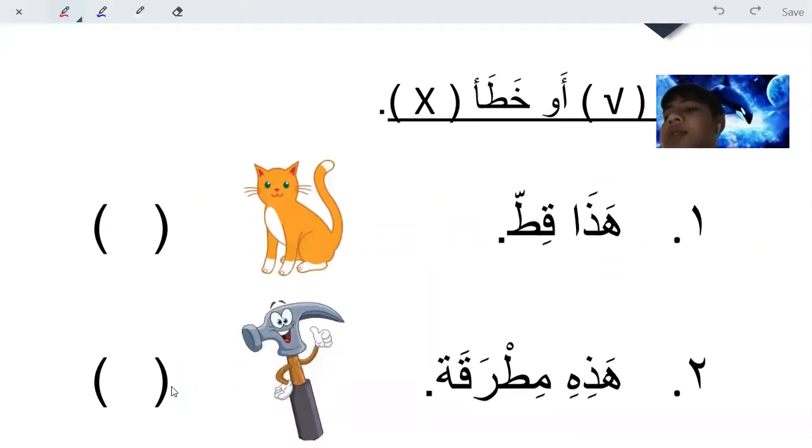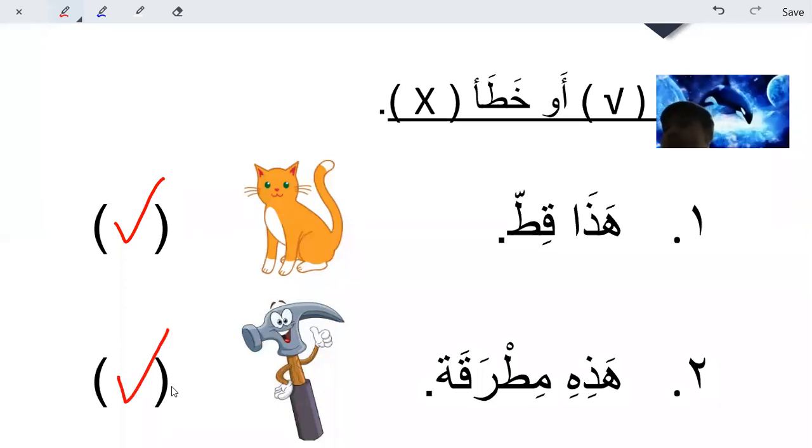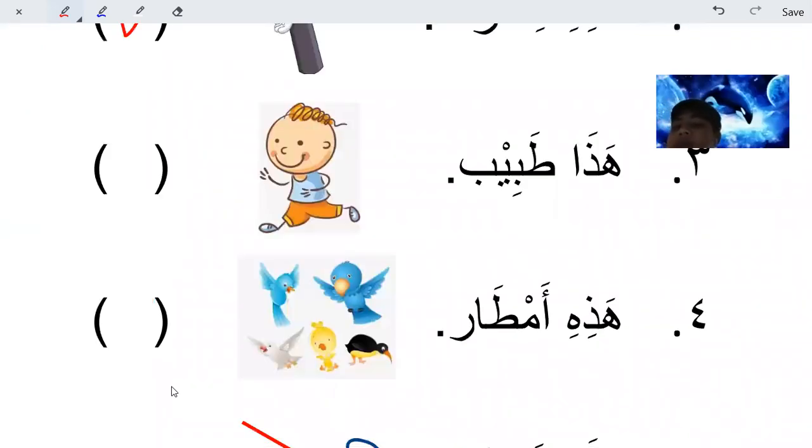Good. Hadhihi mitraqa is, I believe it's sahi also. Sahi, correct. Hadha tabib is sahi. Okay, what is tabib? A doctor. Good. Hadhihi amtar is khata. Amtar is combs? Amtar is rain. Oh, rain. Yeah.